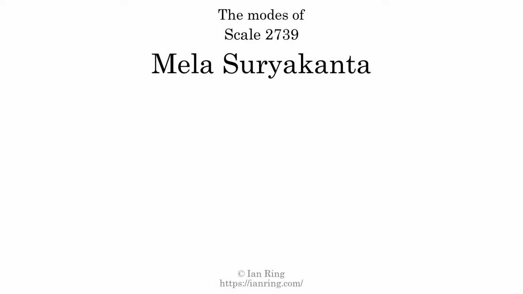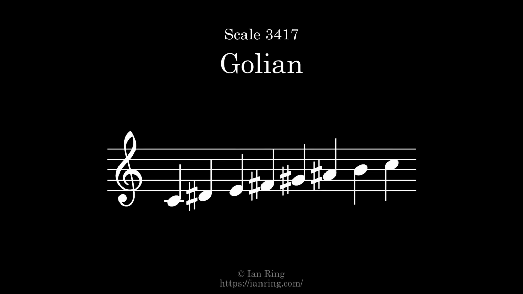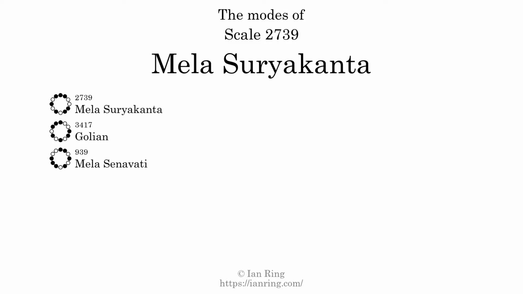This scale has 7 modes. The first mode is itself. The second mode is scale 3417, also known as Gaulian. It sounds like this. The third mode is scale 939, also known as Mela Suryakanta. It sounds like this.